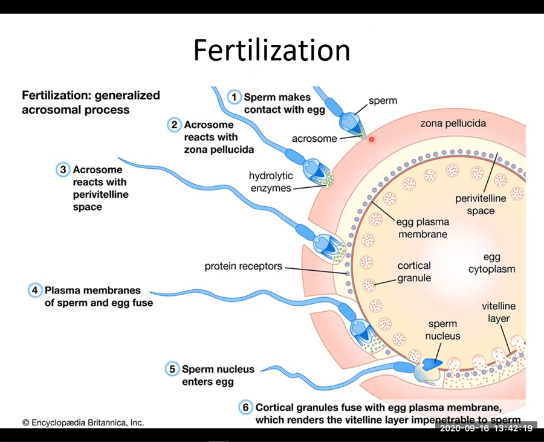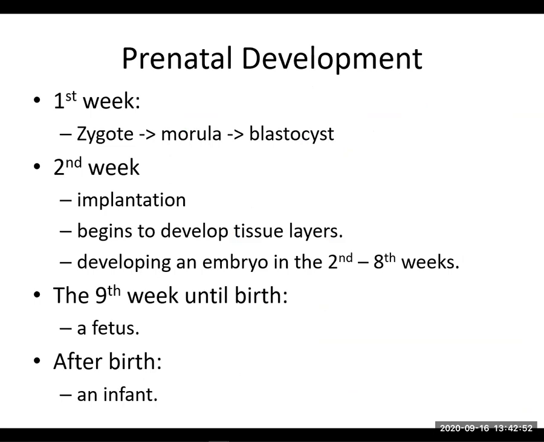And once they reach the zona pellucida, then this enzyme will be released, allowing it to go through the zona pellucida, and then allow the chromosomes, this nucleus, to be released and merge with the oocyte. So that's that process. Now we have this fertilized ovum, and we call it the zygote.